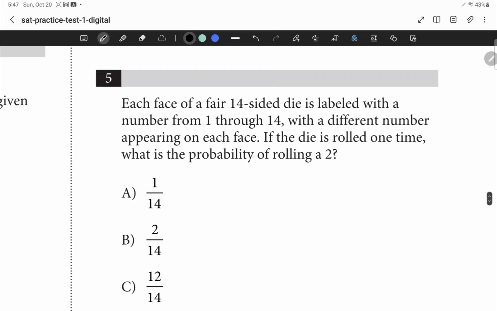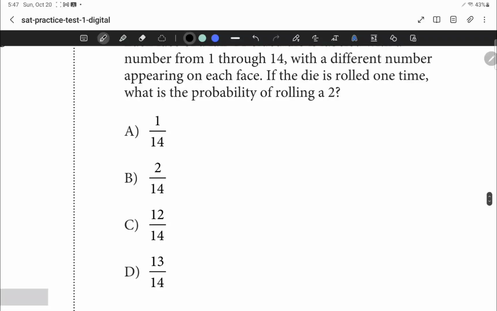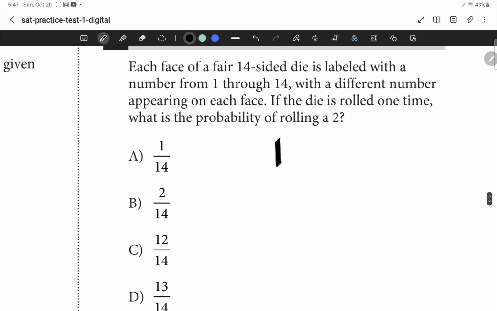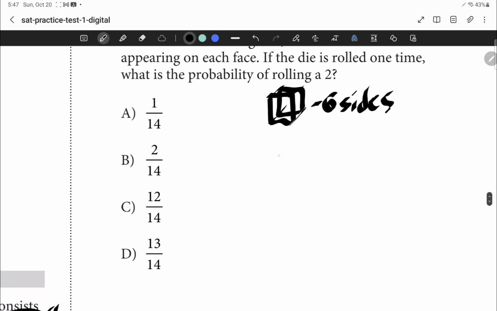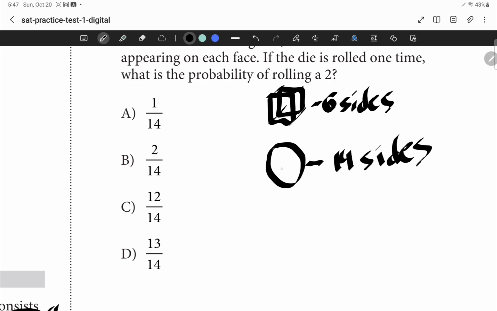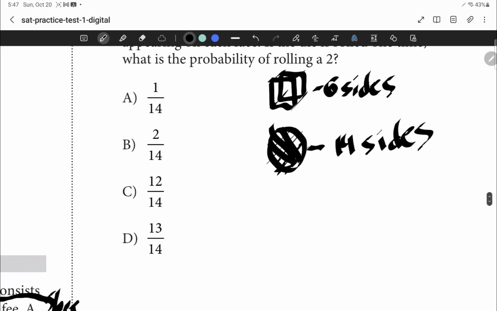Each face of a fair 14-sided die is labeled with a number 1 through 14, with a different number appearing on each face. If the die is rolled one time, what is the probability of rolling a 2? So that means that we have a die, and this is a die, right? That's a regular die, but this is 6 sides. Now we have a die, and I don't know how it's going to look. I'm just going to do a little circle, and it's equal to 14 sides. It has a whole bunch of different sides, and it has 14 sides.